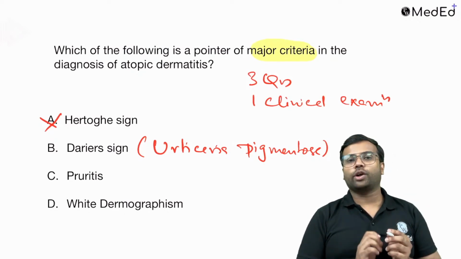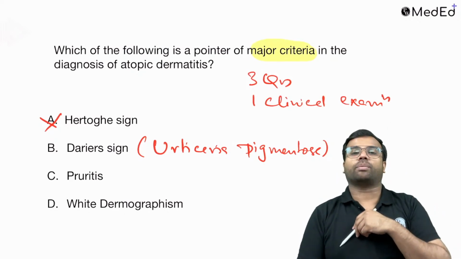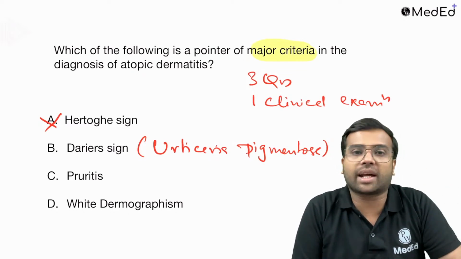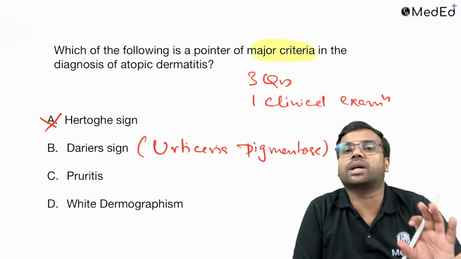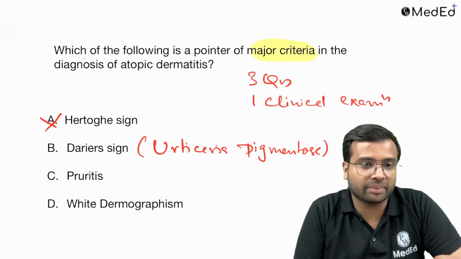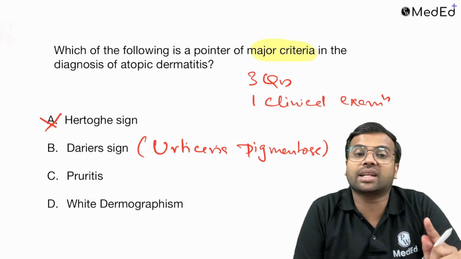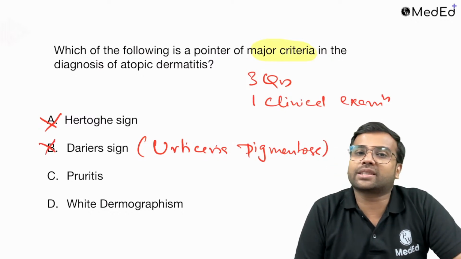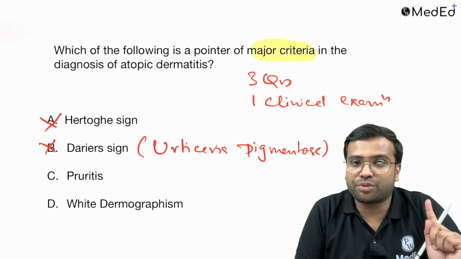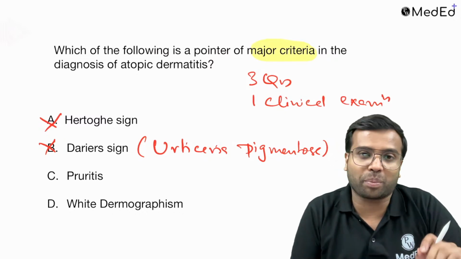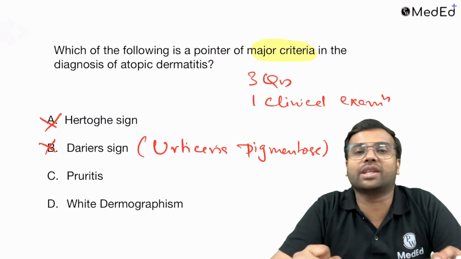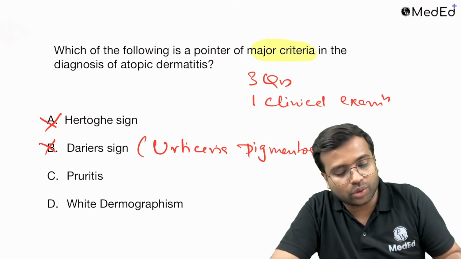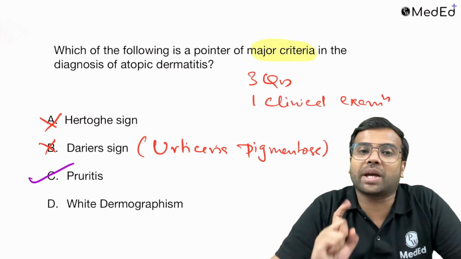In Darier sign, what we do is we stroke over the skin of a patient. After stroking, the patient would develop urticarial eruption. Once the patient develops urticarial eruptions after stroking over the skin, then that's called Darier sign. It is seen in urticaria pigmentosa. So this also we can rule out. Pruritus is the next one. Yes. So our first question to any patient of atopic dermatitis was, do you have itchiness over the skin? Itchiness means pruritus. So the right answer here is going to be pruritus, which comes under the major criteria.